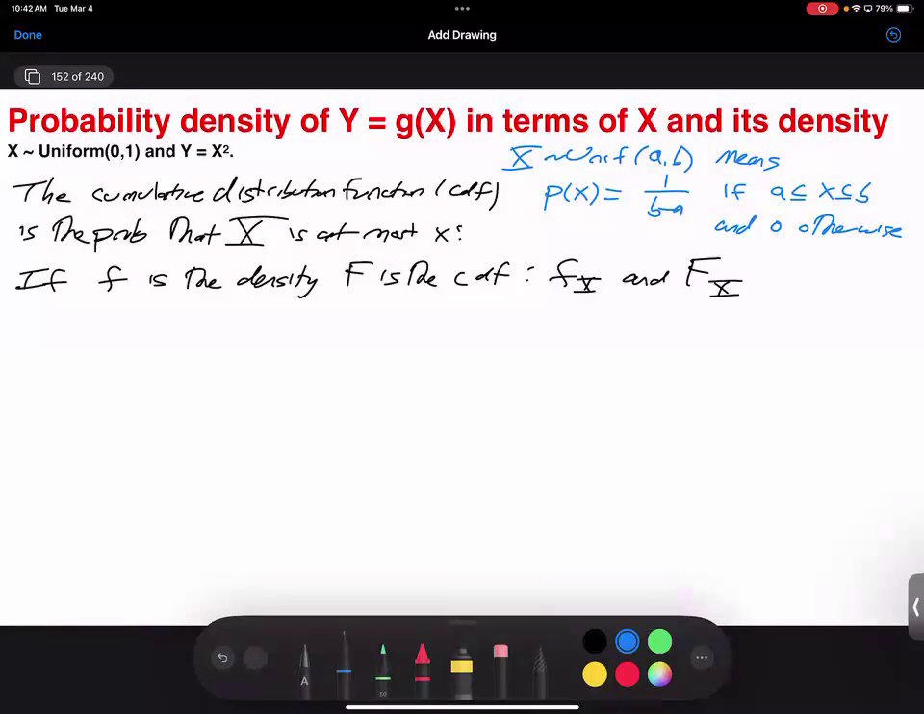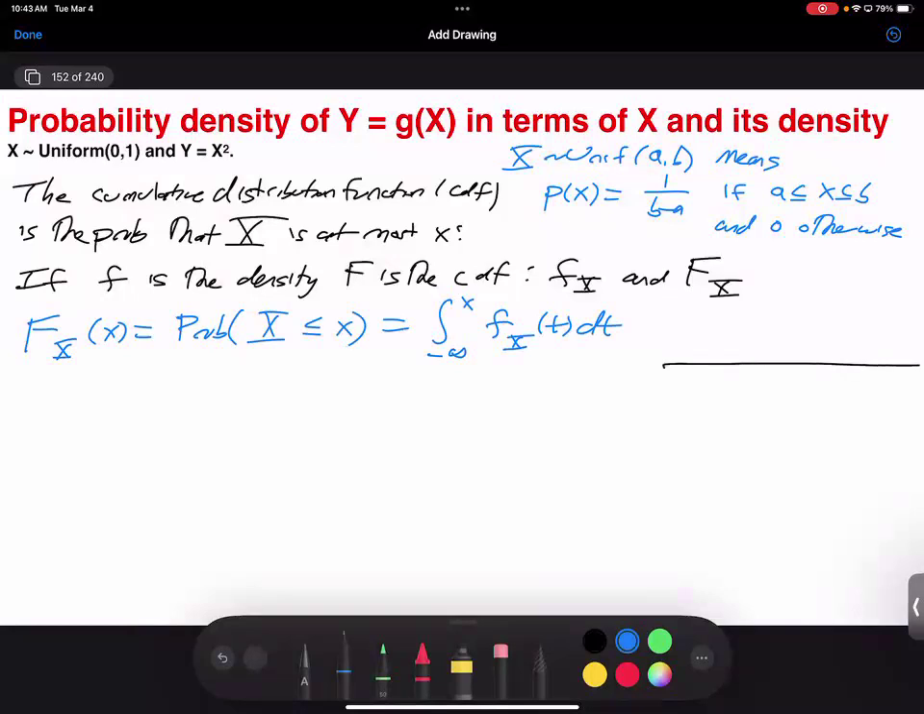So what we have is big F sub x of little x is the probability big X is less than or equal to little x, which is the integral from minus infinity to little x of the density. So I'm just finding the area. If you look at what's going on, here is t. Here's my function, and I'm just finding the area under the curve up to t. And that's the cumulative distribution function.